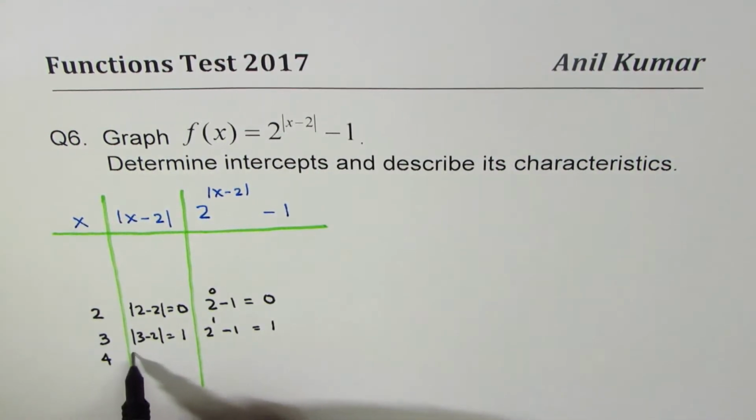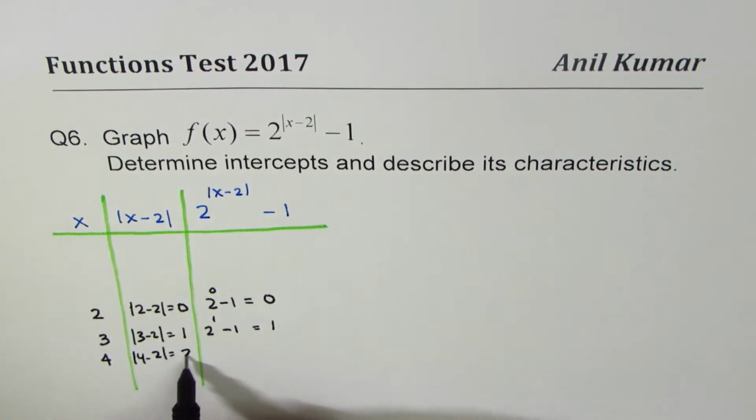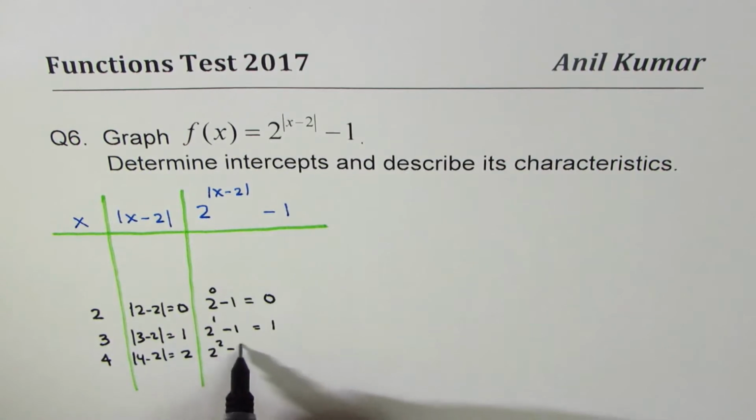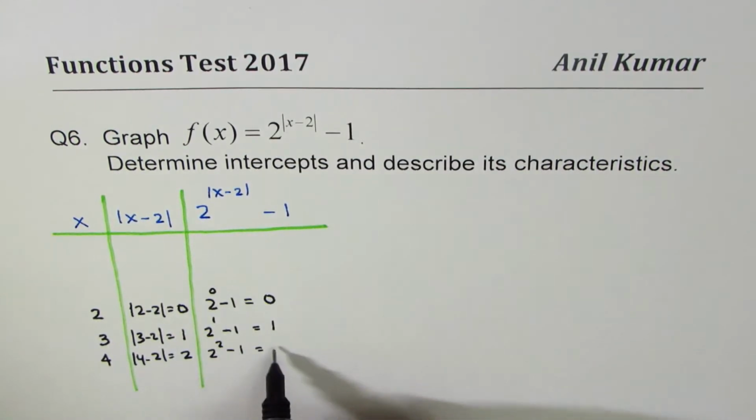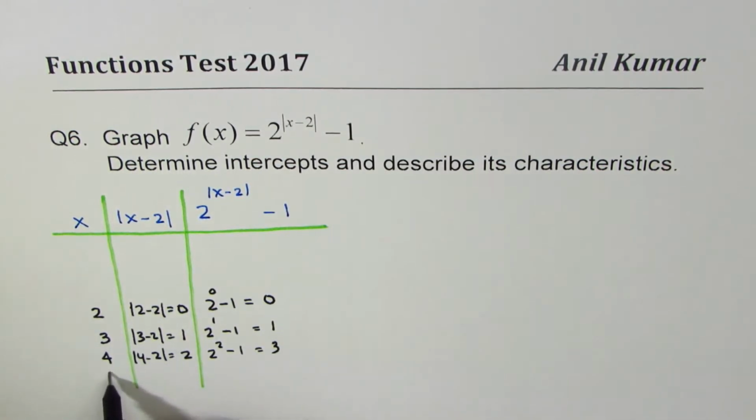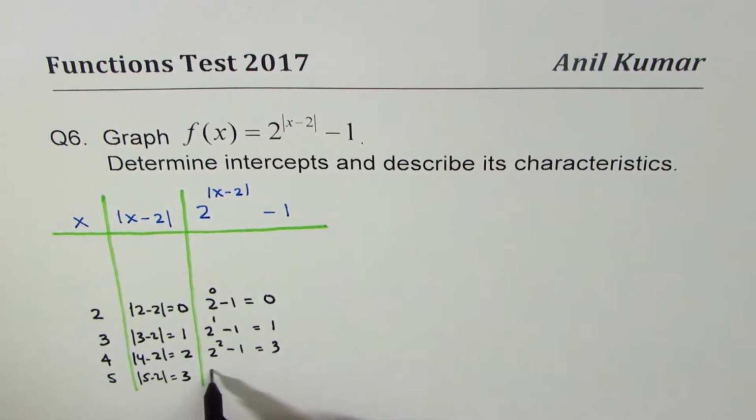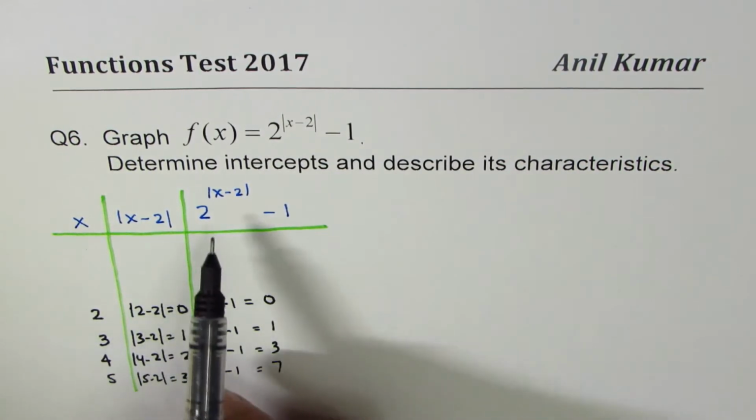If I take 4, I get 4 minus 2, which is 2. So 2 squared minus 1 will give me 4 minus 1, which is 3, right? So now onwards, we see an exponential function rising on the right side. So it's 5. 5 minus 2 is 3. 2 cubed minus 1. 8 minus 1 is 7. Now let's go on the left side of this.